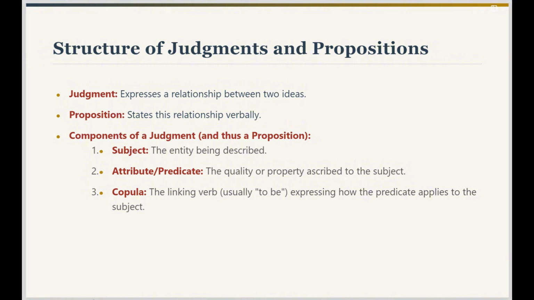First, the subject, the thing we're talking about, e.g. Socrates. Second, the predicate or attribute, what we're saying about the subject, e.g. is mortal. And third, the copula, the glue that holds them together, usually some form of the verb to be, e.g. is. It's the essential link that says the predicate applies to the subject.